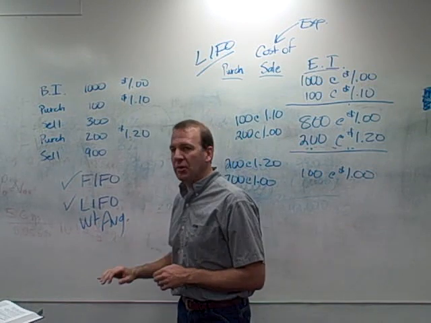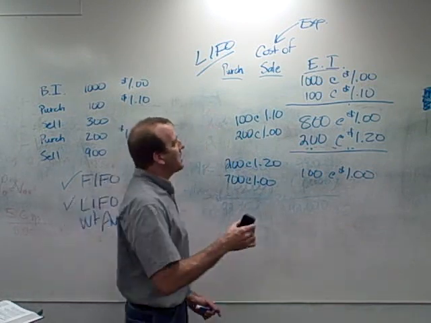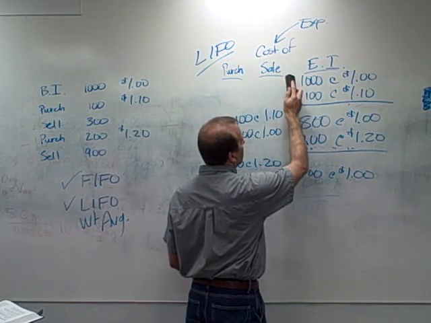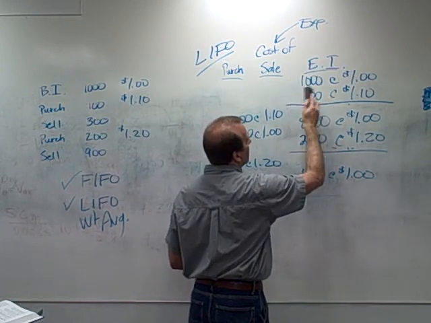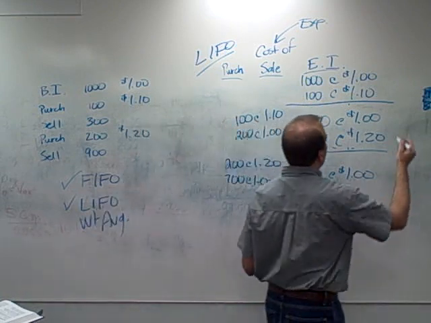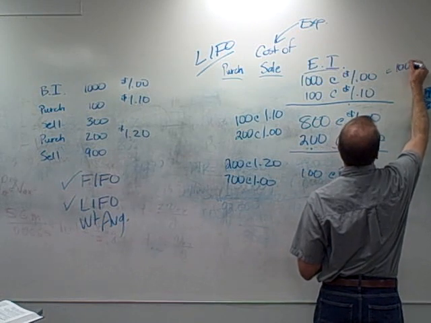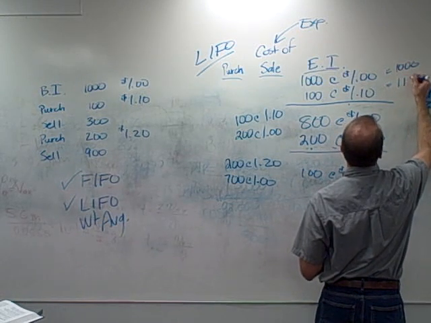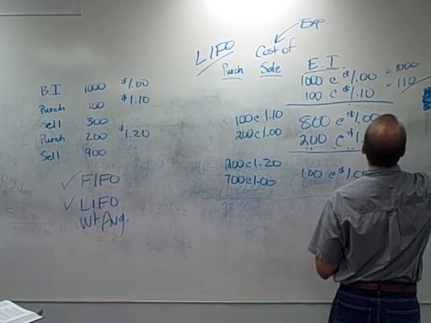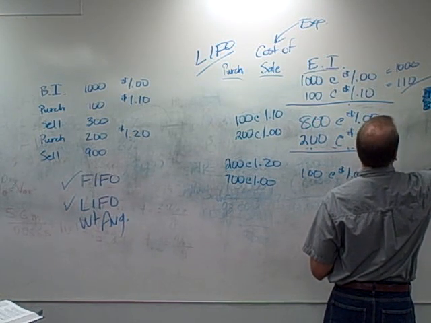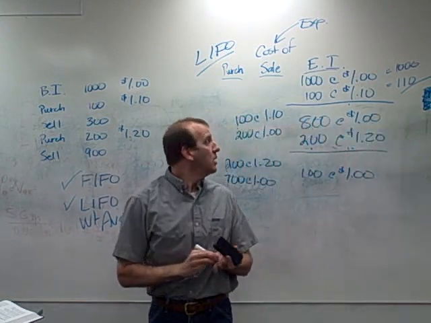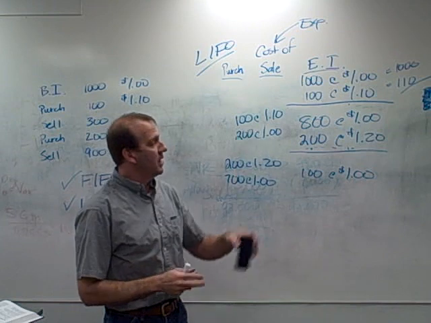How do we do weighted average? Well, I'm not going to calculate the actual average because my numbers are off here, but what you do is you say, okay, I've got 1,000 at $1, 100 at $1.10, okay? So what happens is you've got 1,000, and then you've got 110, so you've got $1,110. You would divide that by your 1,100, and you get an average, okay?